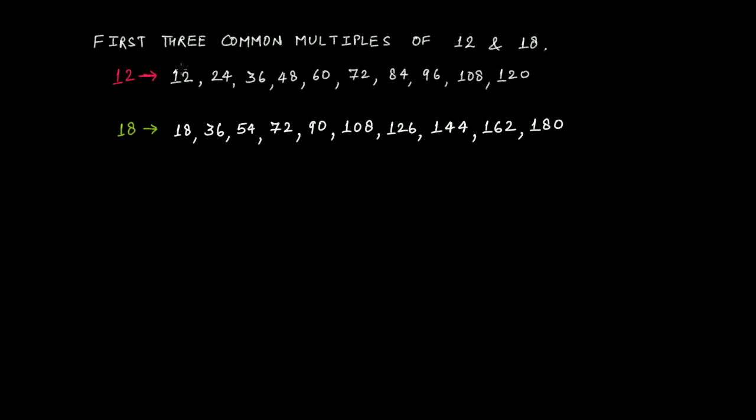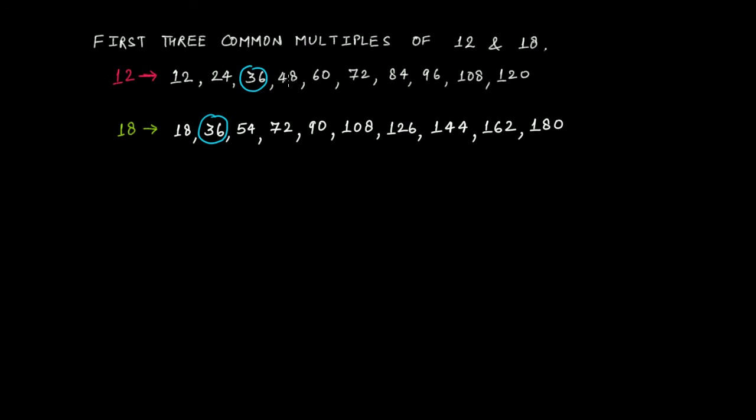Now you have to find the first 3 common multiples. So here you have 12, you don't have 12 here, you have 24, you don't have 24 here, you have 36. Yes, we have 36 here and we have 36 here. So this is the first one.